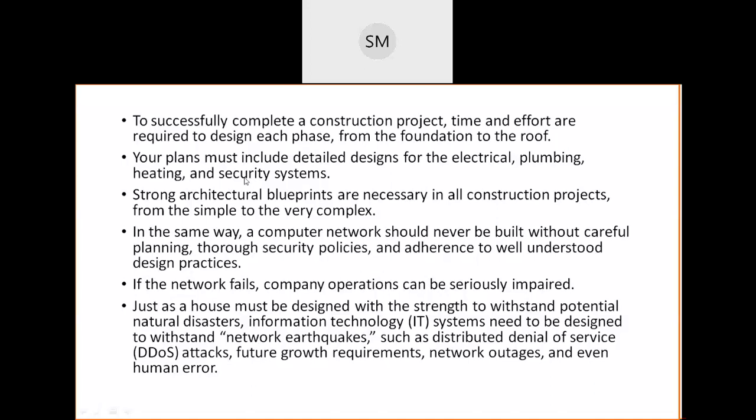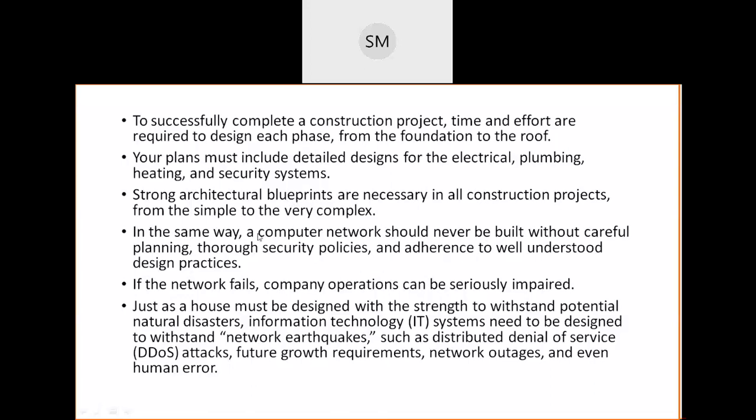It is a proper and complete design. So here, some strong architectural building blueprints are necessary now. Proper blueprints are necessary in all construction projects, from a small house to a big shopping mall, a big cinema hall, or a big stadium. Whether that building is small or big, strong, correct, proper plans, designs and blueprints should be present there.